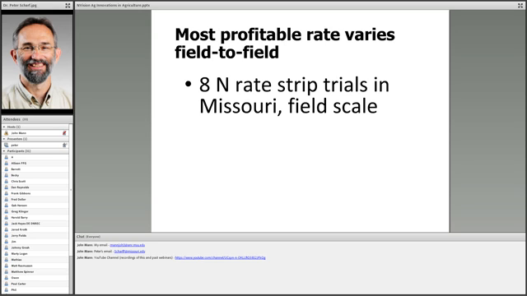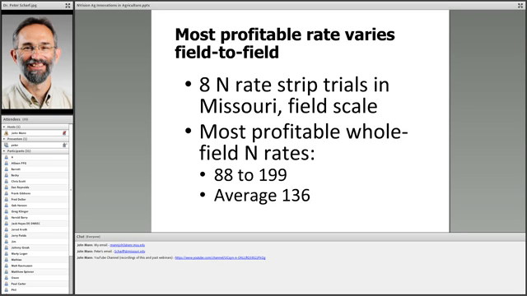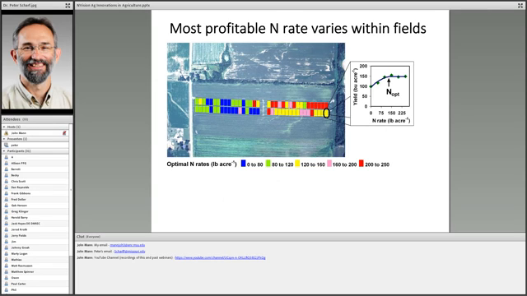Another thing that we've seen in our research is that the most profitable rate varies from field to field. We did 8 full-length nitrogen rate strip trials, and what we found was that in one of the fields we could get by with 88, and another field we had to have 199, and so the average was 136, but there were fields that were 50 or 60 pounds off from that average in terms of if you're putting the same rate across the whole field, what was the best rate to apply?